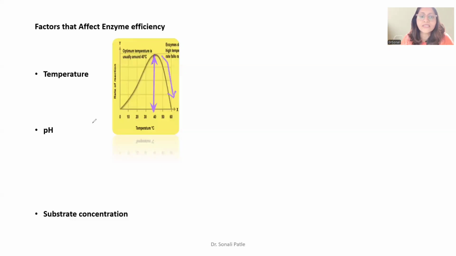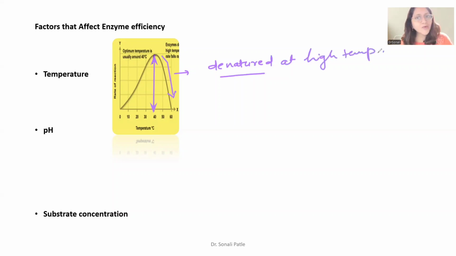Now, what is the reason for this decline? Because you know the enzymes are proteins, and proteins get denatured at high temperature, right? Because they are proteins, their foldings will open up and their active site won't be there. So no active site will be there to combine with the substrate. So they get denatured and their activity will be lesser.